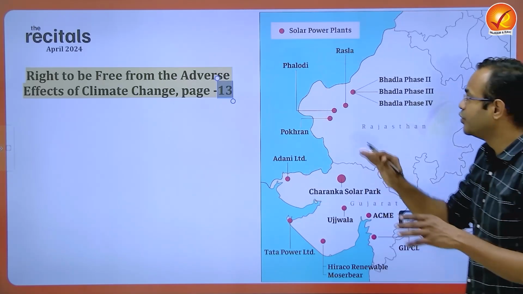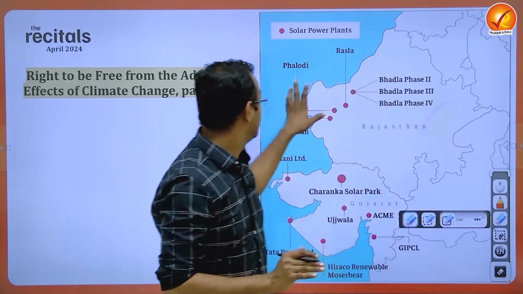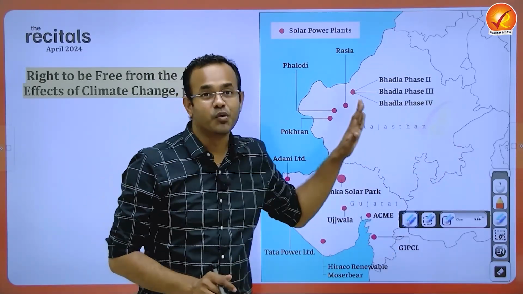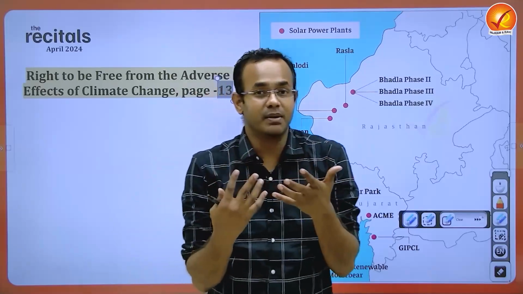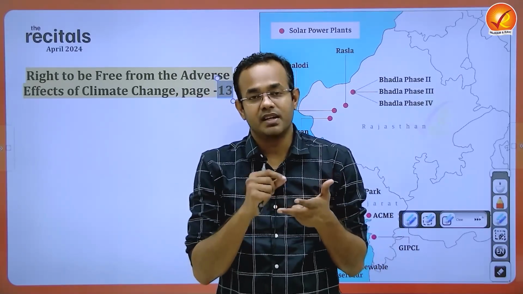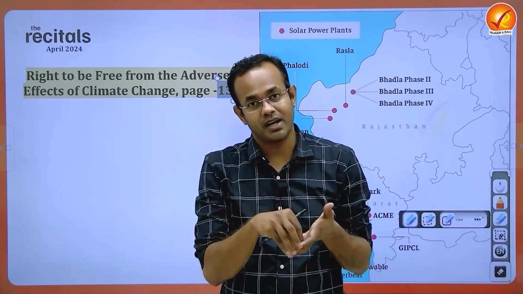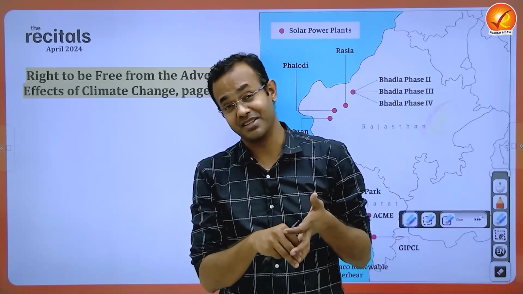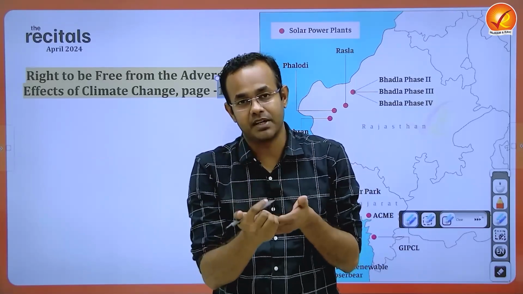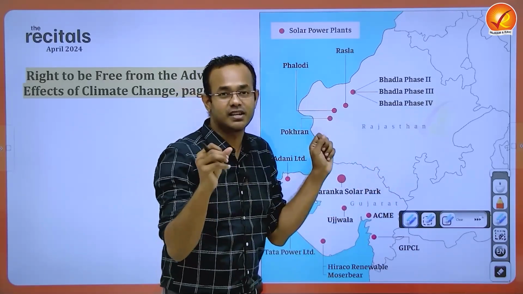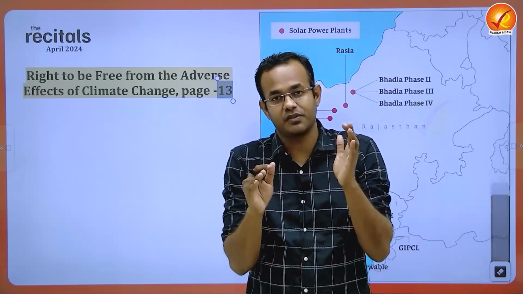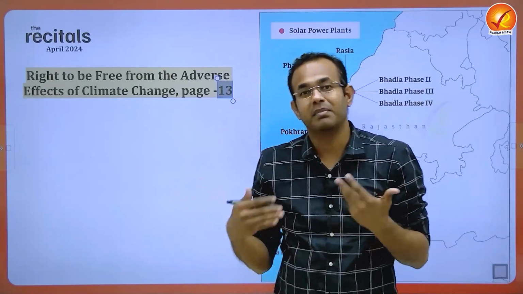Understand, if you can remember these, Pavagada, Rasla, Bhadla or Charanka, Modhera, you can use them in multiple places. For example, one, in prelims, it can be a question. Two, in mains, when it comes to renewable energy or solar energy or climate change agreements, India's role in moving towards sustainable development, all these places can be shown as examples. So when you read this, understand this is not only from the geography point of view, you can use this as an example in multiple places.